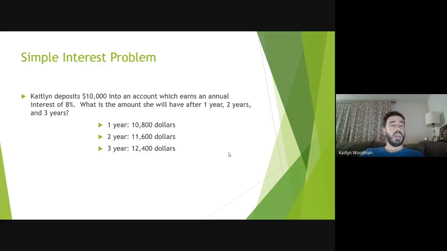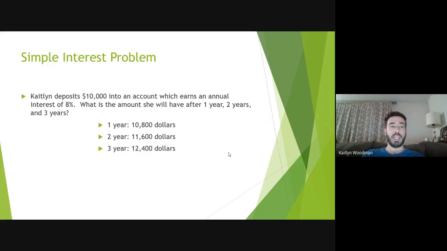Okay, going back to that word problem one last time, let's just read it one more time. Caitlin deposits $10,000 into an account which earns an annual interest of 8%. What is the amount she will receive after 1 year, 2 years, and 3 years?